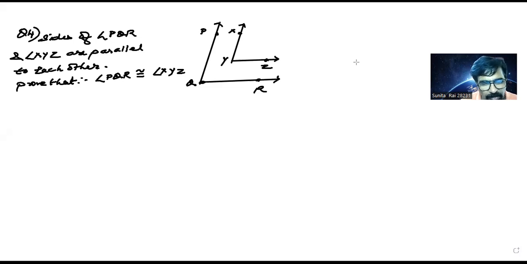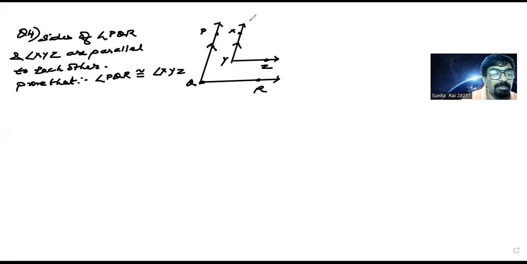Sides of angle PQR and angle XYZ are parallel to each other. Can you see this angle PQR, children? Can you see this angle XYZ? They are always parallel to each other. When sides of angle PQR are parallel to sides of angle XYZ, as given in this question, I have drawn this picture. You can see here, these two sides are parallel, okay?